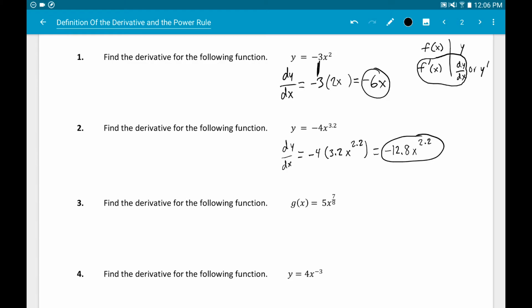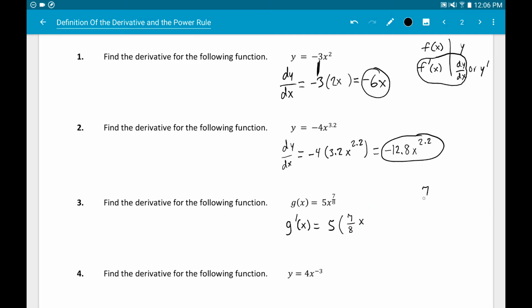Number 3, they're doing a fractional exponent, 7/8, instead of a decimal or a whole number. But again, the rule doesn't change. They're using g of x for the function here, so I'm going to say g prime of x to indicate derivative. 5 can come down. It's a coefficient. Do the derivative of x to the 7/8. So 7/8 can go out front. Rewrite x. And then we need to subtract 1 from the exponent.